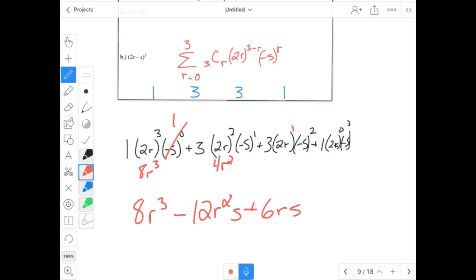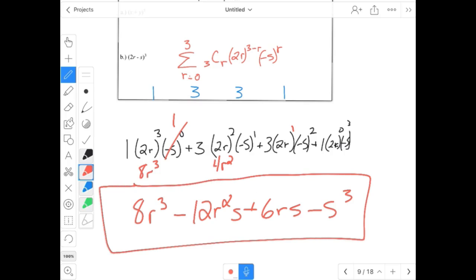And then at the very end, we have 2r to the 0 and then negative s to the third. So you can see here, because we had these different terms, because we had that 2r and we had a negative, it didn't really follow Pascal's triangle rule. I still use those numbers. However, throughout the entire thing, those kind of got changed up.